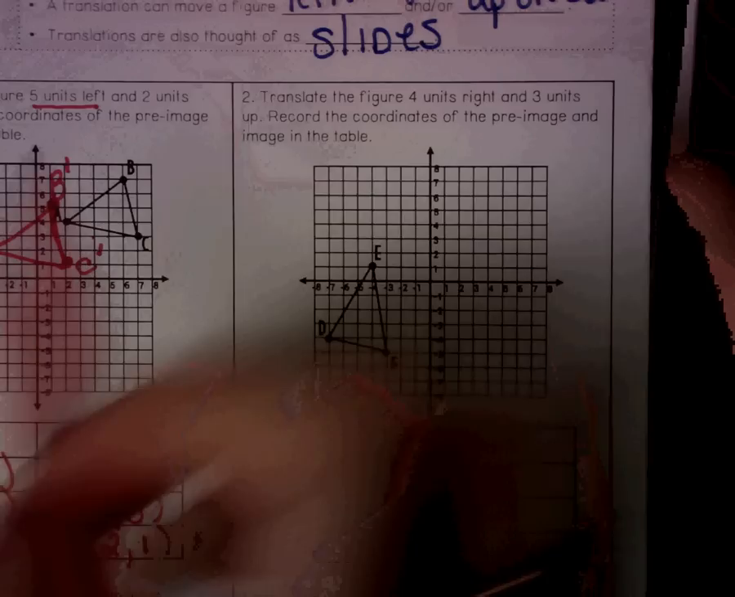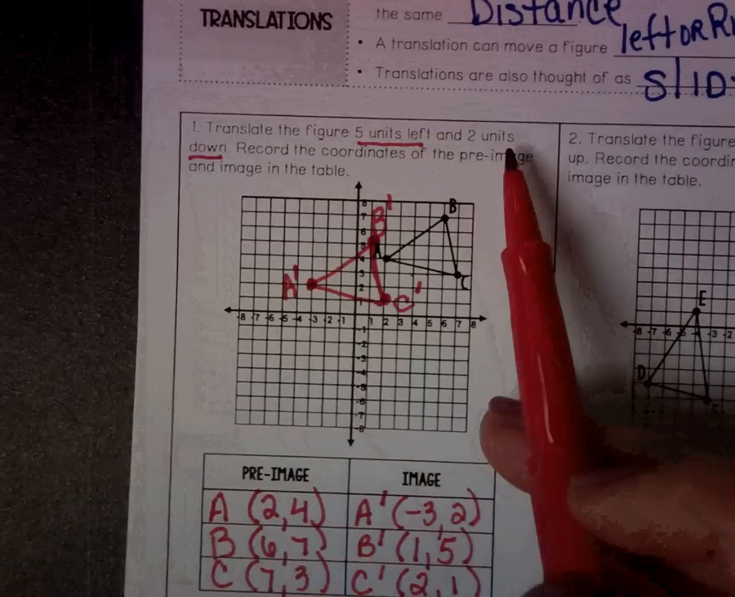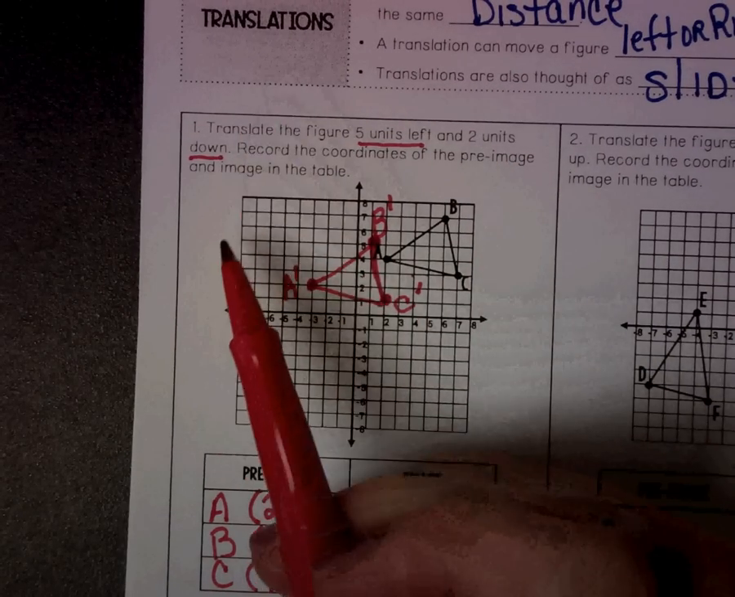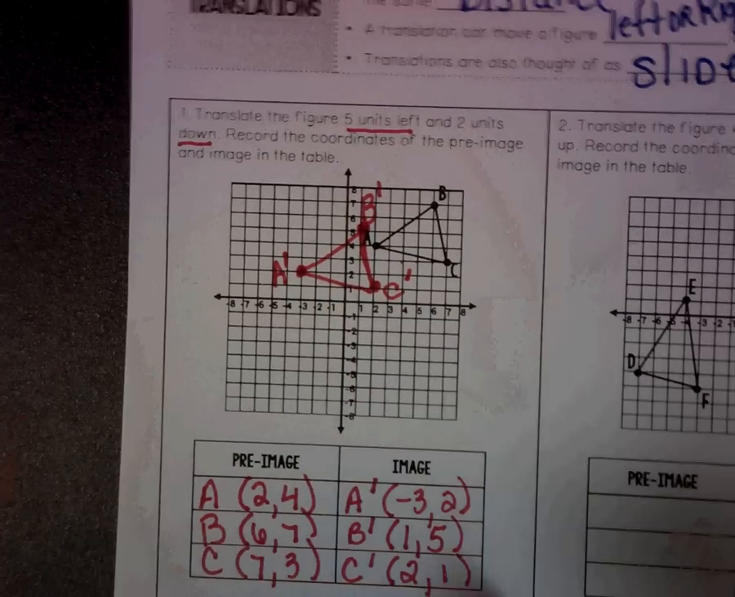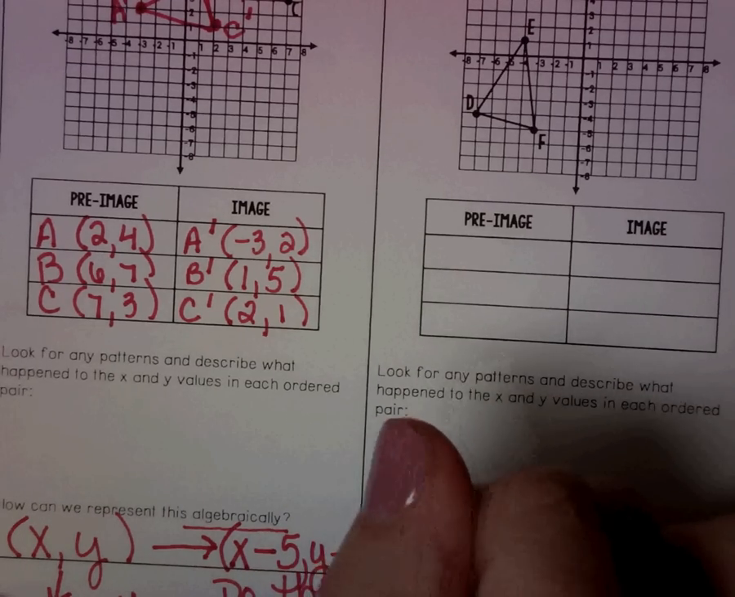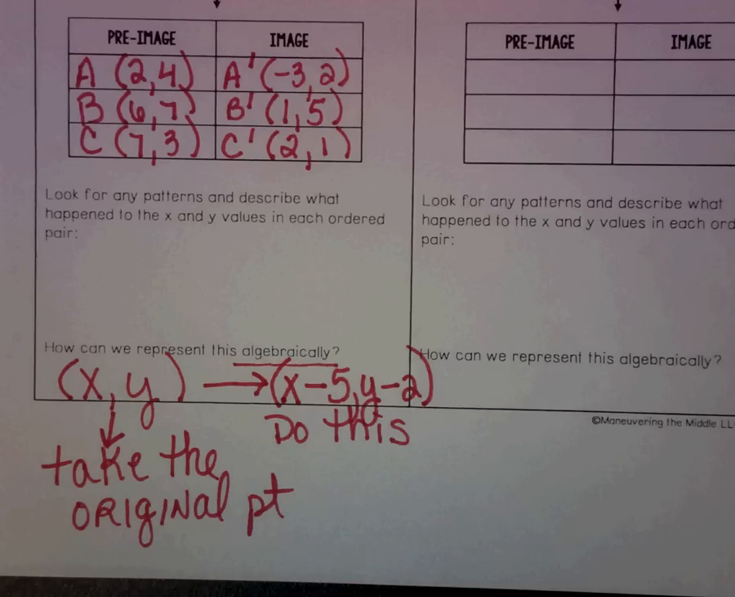Okay, the second part of the rule, what did we do to the y value? We went 2 units down. Down is going to be another subtracting movement. If we went up, we would add. So we're going to say y minus 2. And that looks really funky, right? But that is our algebraic rule. That's how we would state it.